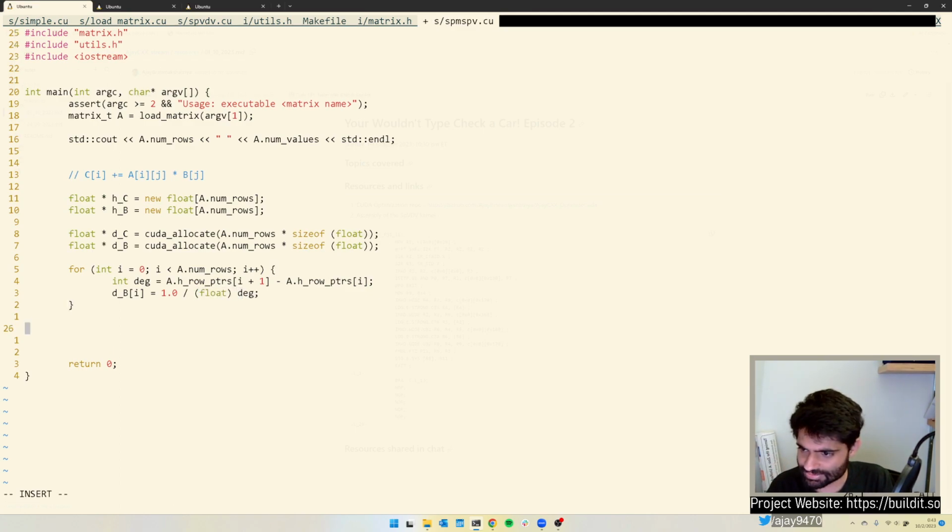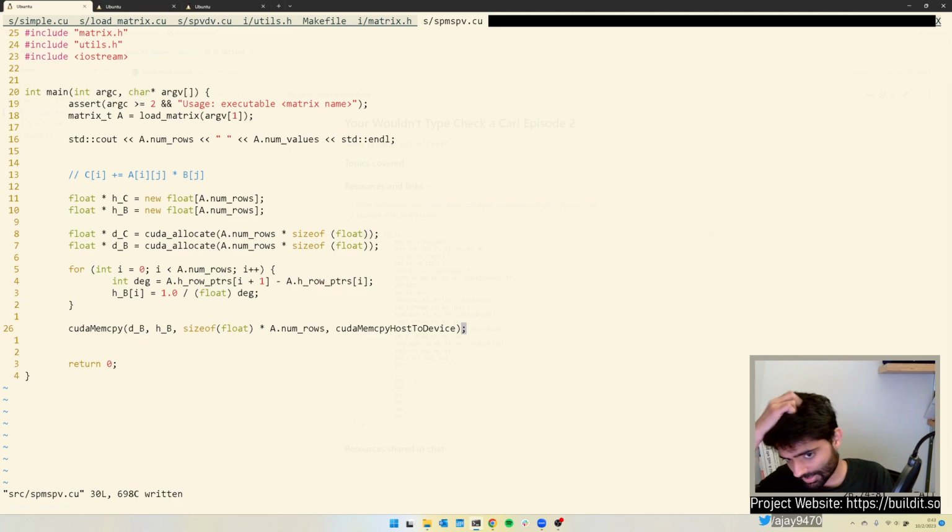Okay, so yeah, we have initialized the array, and now I'm going to copy it over. So CUDA memcpy, d underscore b. This should not be d, this should be h. You can't access device memory directly from the host. Okay, so we have copied over the data.